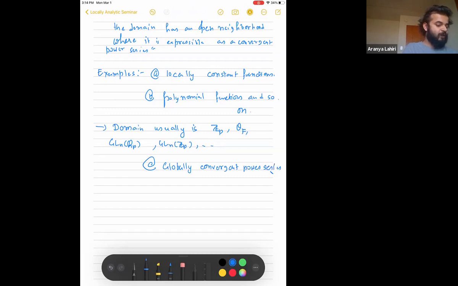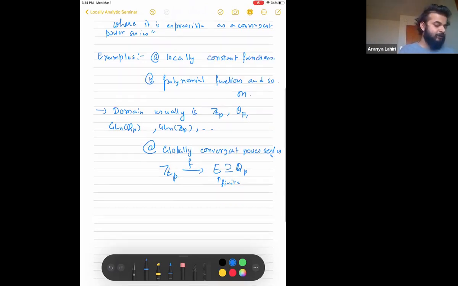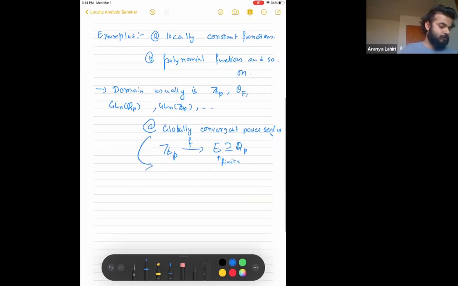So for example, if you have a function from ZP to, let's say, some finite field extension E of QP, what does it mean to be globally convergent? It just means that there exists a power series which is equal to F in this case, and it converges in all of ZP. And of course, if it converges in all of ZP, then locally it is a convergent power series, so it's a local analytic function. These play an important role. Particular cases, these are examples of rigid analytic functions.